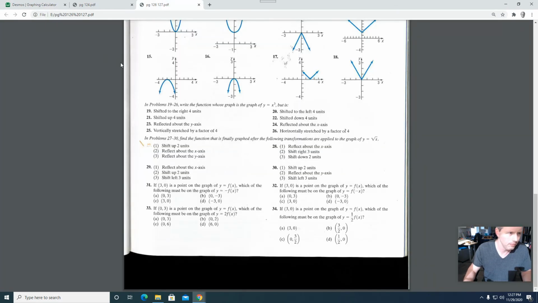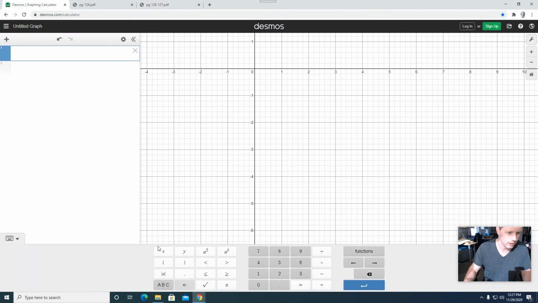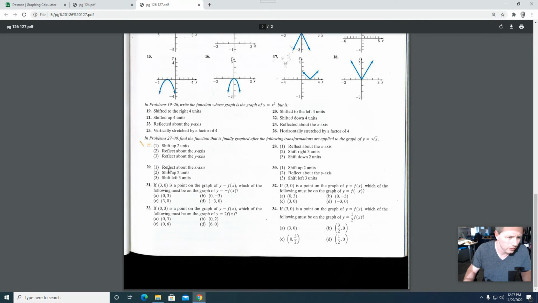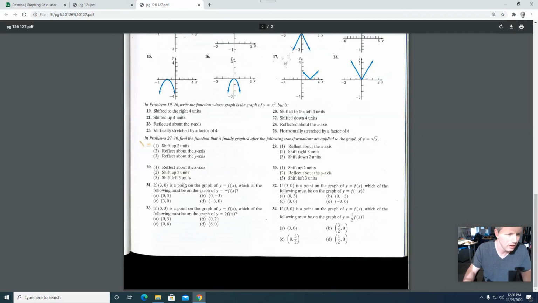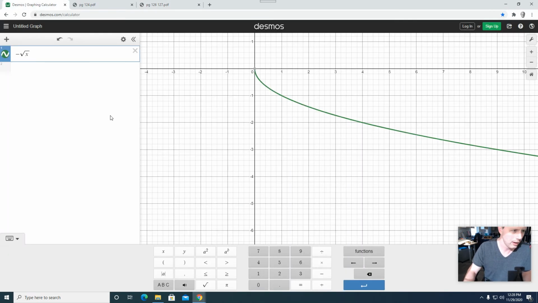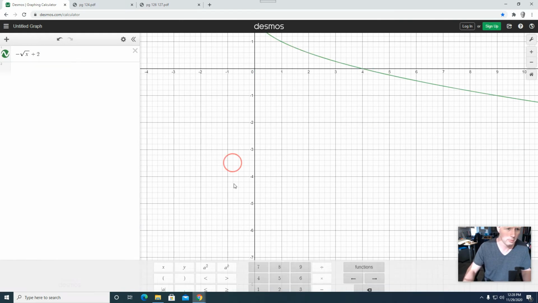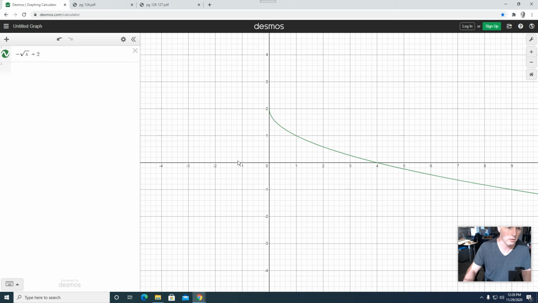Number 29, again, I go back to, I put in here the square root of x. Let's see, this time I want to reflect about the x-axis. Reflect across the x-axis. Okay, so that's a minus in front. That reflects across the x-axis. Then I want to shift up 2 units. Shift up 2 units. That means that I want to take my function and add 2. So that's plus 2. Bring it into view. There we go. So now my function has been shifted up 2 units.